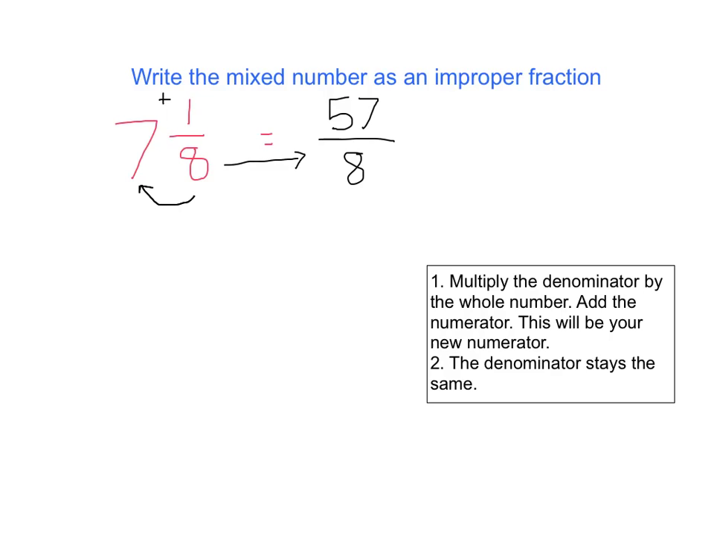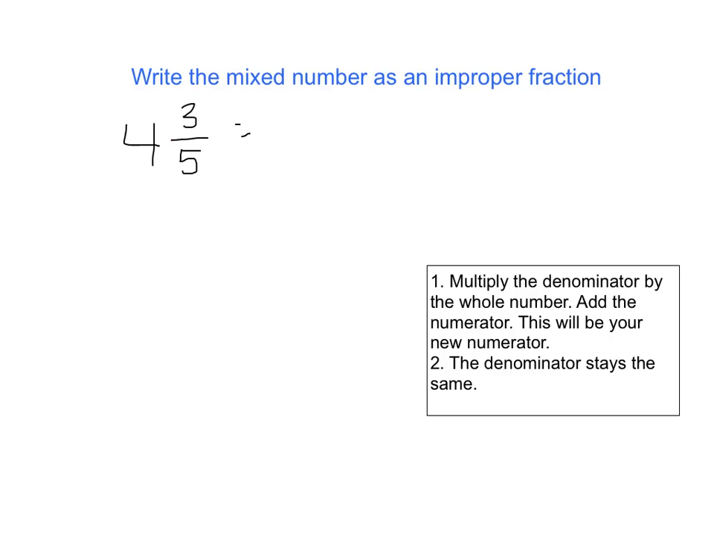Let's try another one. This time they gave us the mixed number 4 3/5. So first step, you need to make sure that you multiply the denominator by the whole number. 5 times 4 is 20. Then I need to add the 3 on my numerator. 20 plus 3 is 23. And your denominator stays the same. 4 3/5 equals 23/5.